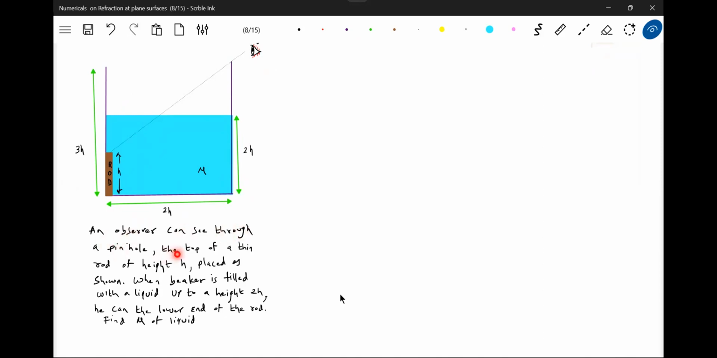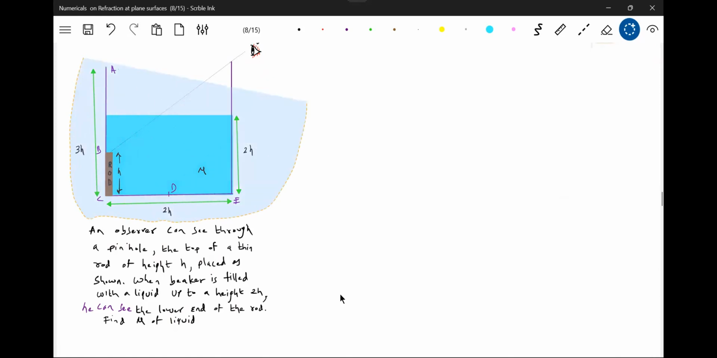An observer can see through a pinhole the top of a thin rod of height h placed as shown. When the beaker is filled with a liquid up to a height 2h, he can see the lower end of the rod. Find the mu of the liquid. Now earlier what happened, only this part is visible, A, B, C. Without water, only AB was visible. After pouring water, ABC is visible.